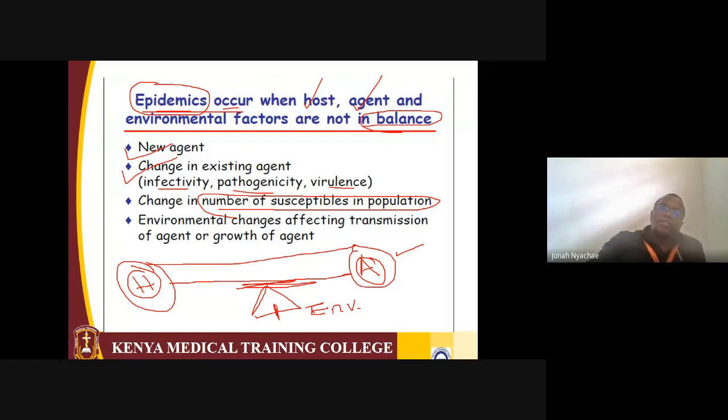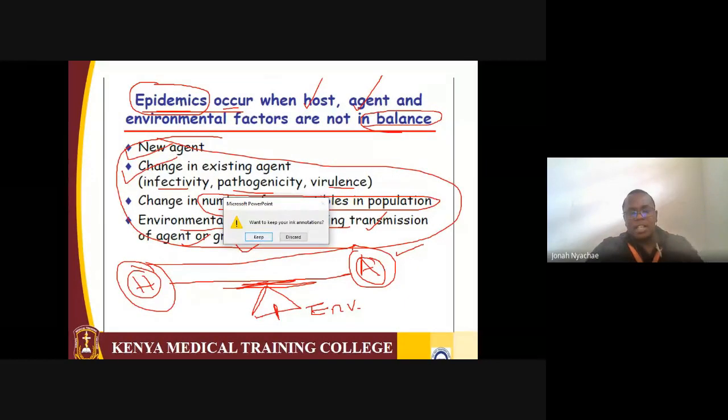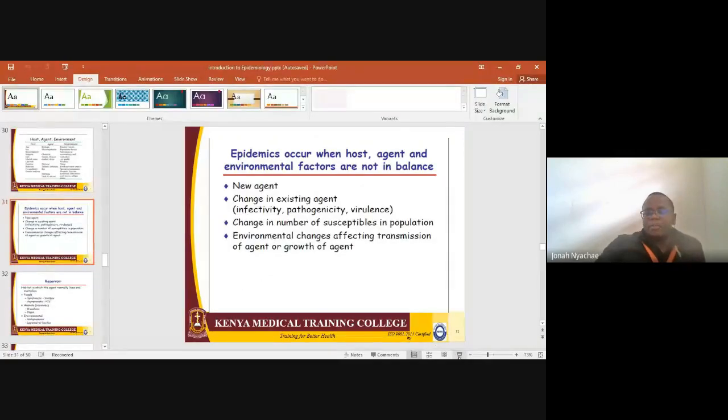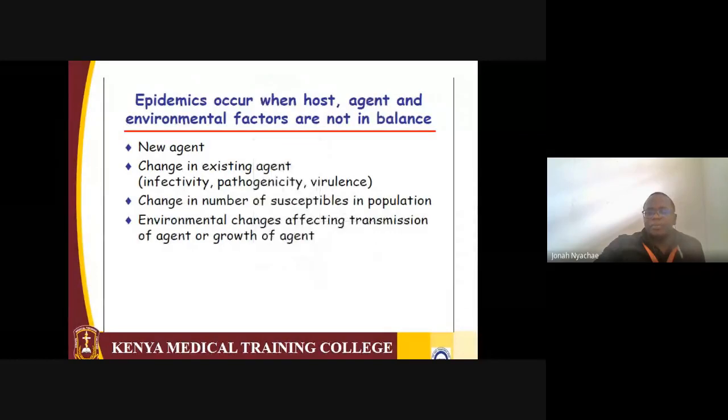We can also have environmental changes that are affecting the transmission of an agent or growth of an agent. So all these factors that I have highlighted here can now tip or disrupt that scale. I hope you are following and understanding some of those factors that can interfere with the balance to cause an epidemic.